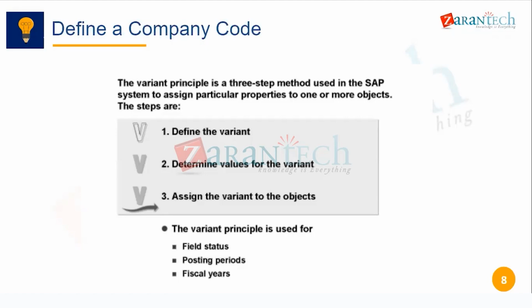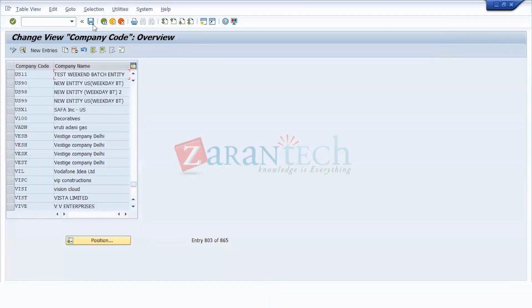It is a method where we first define the variant, then we specify some characteristics or values for this variant, and then we assign the variant to the object. That is what we will be doing at the moment. So let's go ahead with this step.